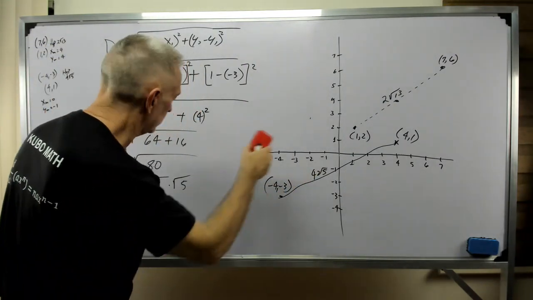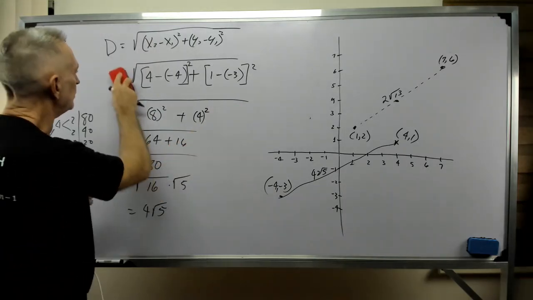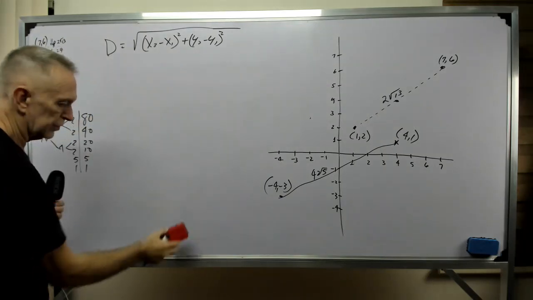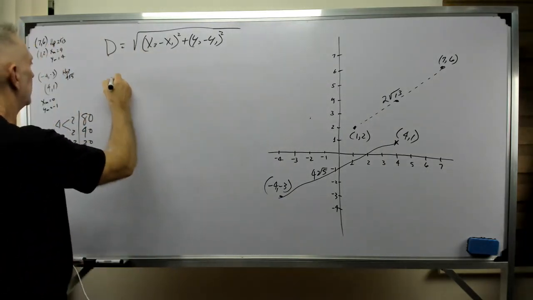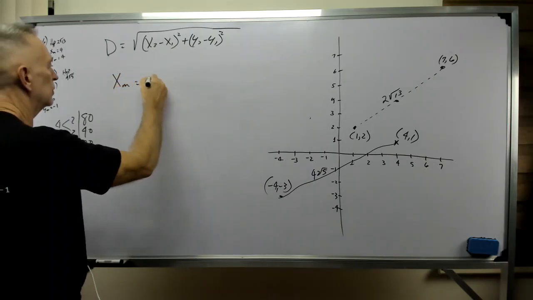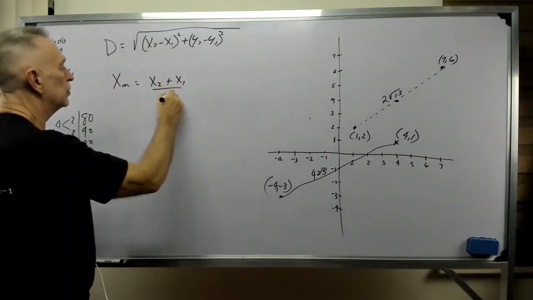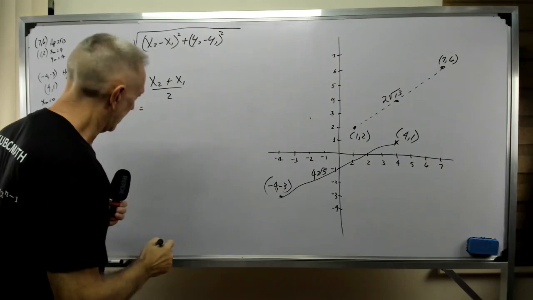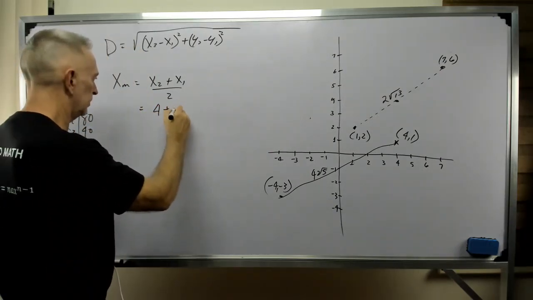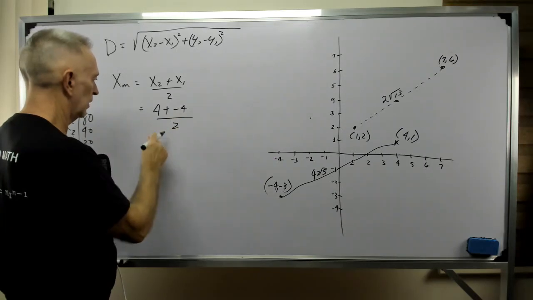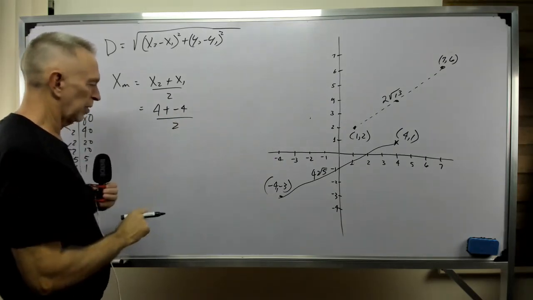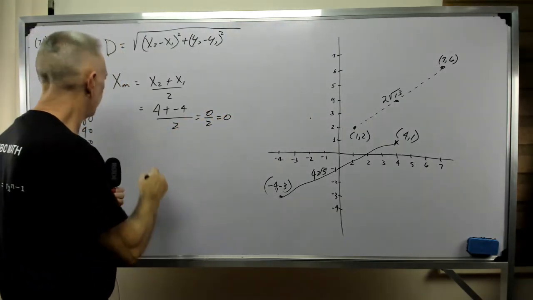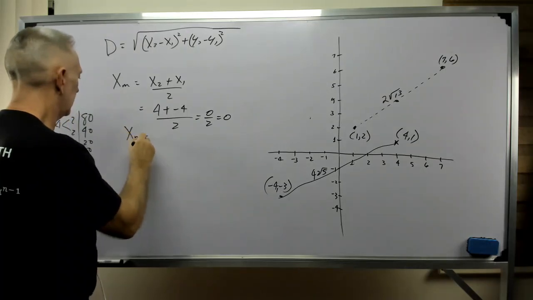Okay? Now, what's the midpoint of that one? I'm going to leave that formula up there for the distance. Okay, the midpoint. So x sub m was x sub 2 plus x sub 1 over 2. Okay, x sub 2 was 4 plus a negative 4 over 2. Well, what's 4 plus a negative 4? 0. 0 over 2 equals 0. Okay, so x sub m equals 0.